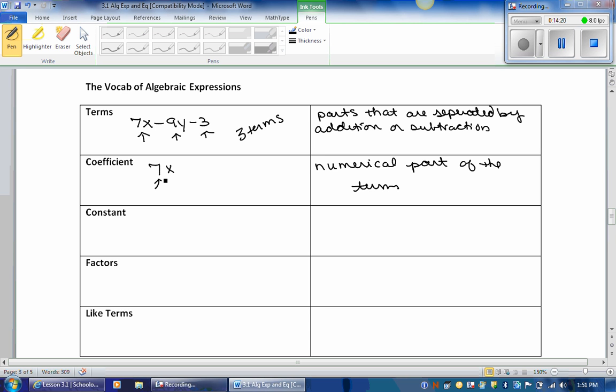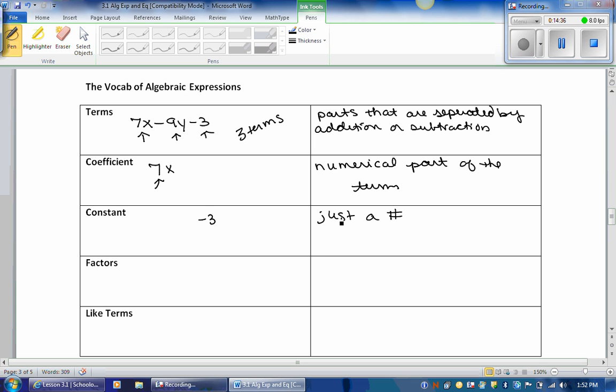Constant. So that's just the number, just a number. So negative 3 would be the constant. Doesn't have a variable attached to it.